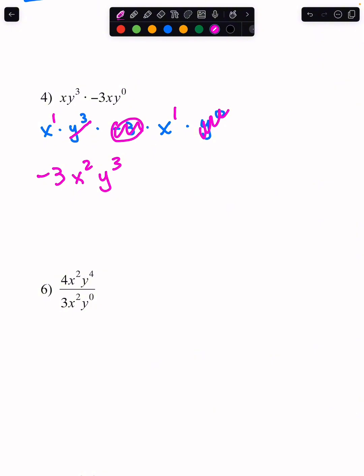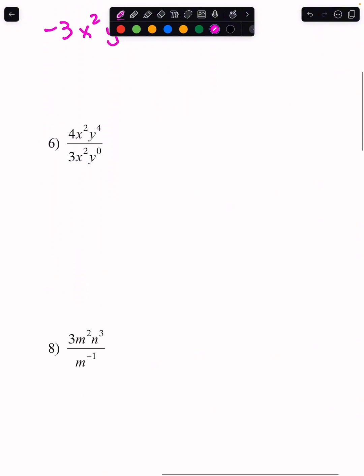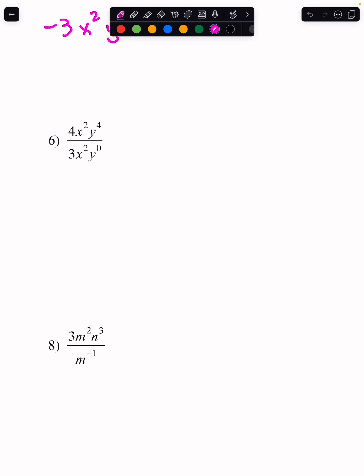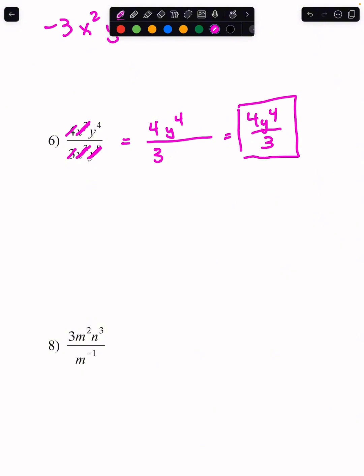Okay, now we're getting to some division problems. And let's see what happens here. Can we reduce 4/3? Nah, so we still have 4/3. And then these two are going to cancel with those two. This, we can just make that disappear because anything to the 0 is 1, which leaves me with y to the 4 on the top. So my answer is just 4y to the 4 over 3. Okay? So, this stuff isn't too bad.